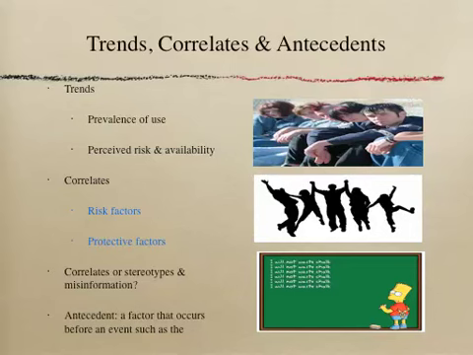A final area to look at in drug trends is the factor of antecedents. An antecedent is viewed as a factor that occurs before someone begins using substances. While these are still not causes of substance use, some have looked at factors such as aggressiveness and poor academic performance as existing before substance use starts.